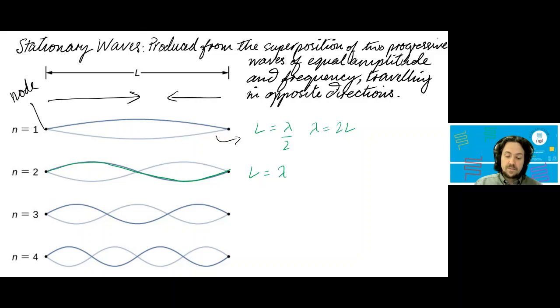This third one, let's have a look here. That to there would be one whole wavelength. So what we can see here is L itself contains 1.5 wavelengths, or 3 lambda by 2, and therefore lambda is equal to 2L over 3, or 2/3 of the length, which makes sense as well. And then finally, L here contains 2 complete wavelengths, or lambda is equal to L by 2.